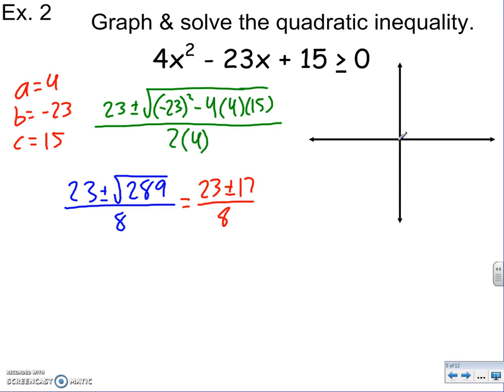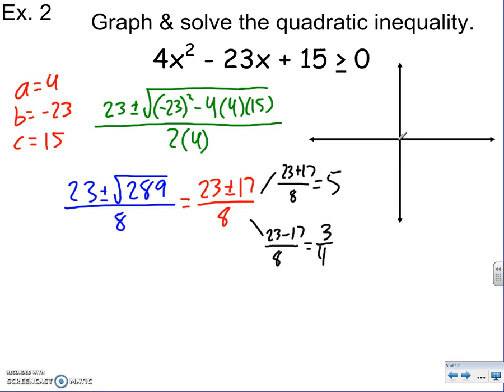Well, I do the 2 cases. 23 plus 17 over 8 and 23 minus 17 over 8. Well, 40 divided by 8 is 5. 6 divided by 8 is 3 over 4. So now that we've got our 2 roots, we're going to plot them on the picture.